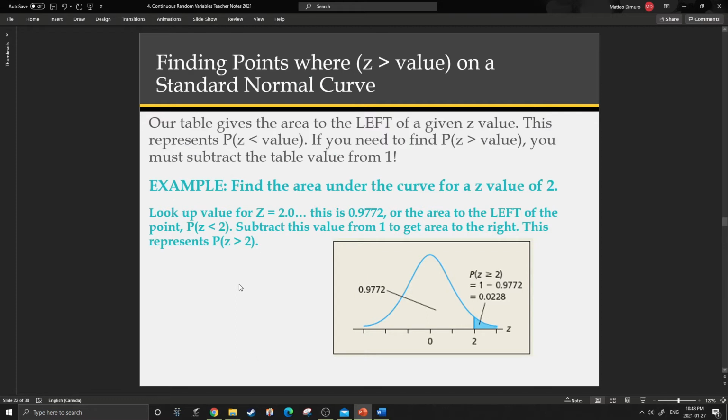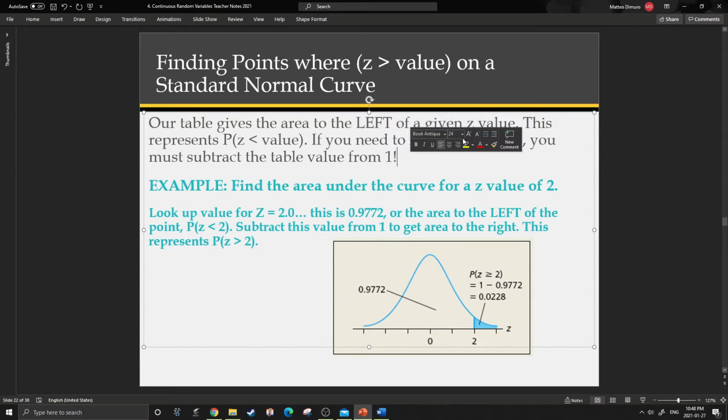What if we have to find a point where z is greater than a value on a standard normal curve? Well, the good news is that our table gives the area to the left. And keep in mind, not every table gives the value to the left. Some tables give the value to the right, but our table, the one you'll always have with you, gives the value to the left. I think that this makes it easier.